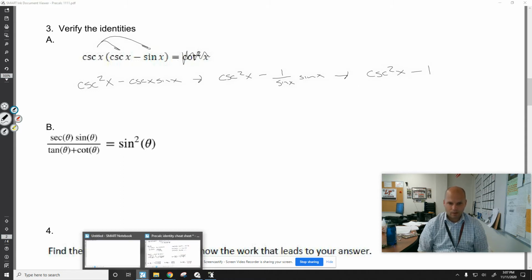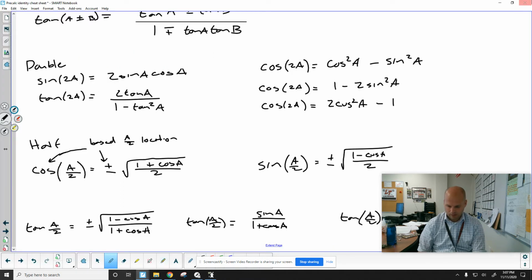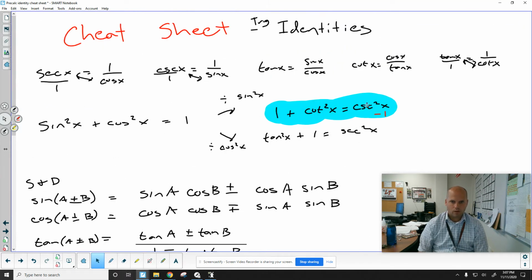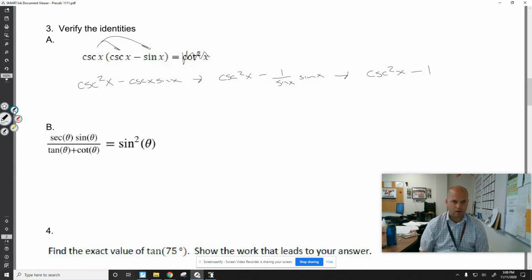And then, understanding my identity for cosecant squared, 1 plus cotangent squared is cosecant squared. And I showed you how you should be comfortable manipulating this by subtracting things, moving things around. Cosecant squared minus 1 equals cotangent squared. So I would actually stop here and say that equals cotangent squared. And that's fine for showing things.